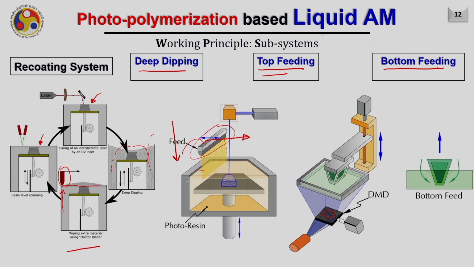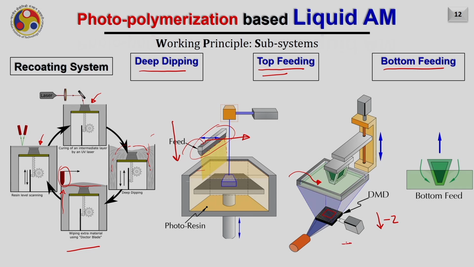Next one is the bottom feeding. Bottom feeding is usually preferred when the part is built in -z direction. As a result, the liquid is fed from the bottom side, not from the top side. And usually this feeding is performed under gravity only. No additional system is used for feeding the material.